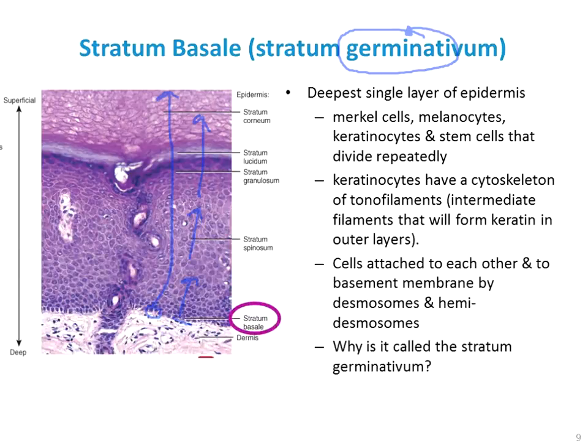Okay, so let me make sure I didn't skip anything here. That base layer has keratinocytes, Merkel cells, remember where the touch receptors are, and melanocytes. And you have stem cells dividing rapidly to make new cells. Something interesting about keratinocytes is that they have a cytoskeleton, just like all other cells, but their cytoskeleton has special intermediate filaments that will form keratin in the outer layers. So it's a cytoskeleton that's going to transform as it moves out and then become very protective.